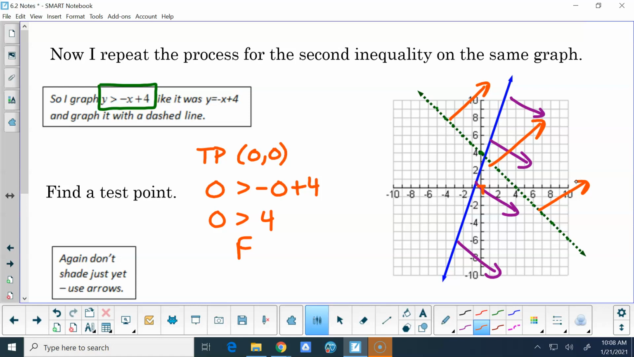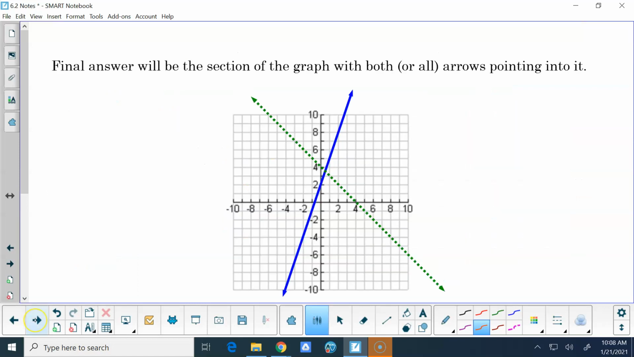And then you'd repeat that process if you had a third inequality or a fourth inequality. Okay? You'd repeat that process, getting your error. Okay? The final answer is going to be where all of your arrows are pointing.